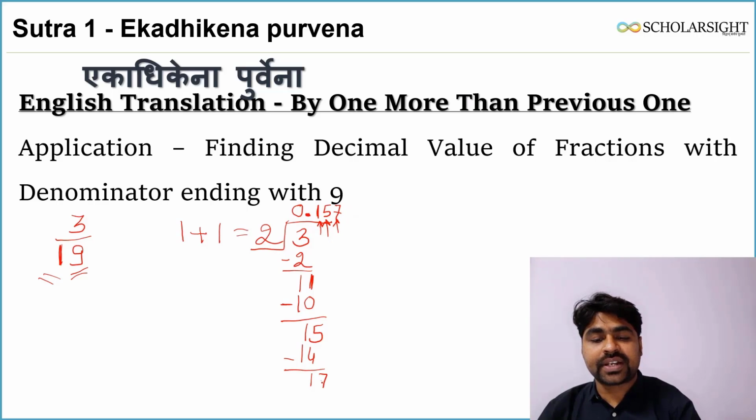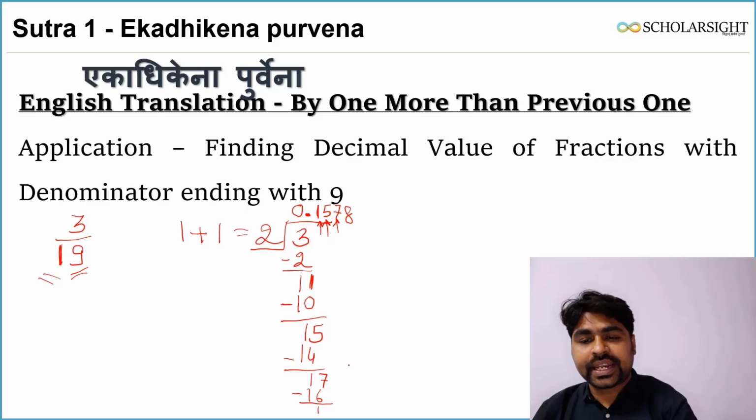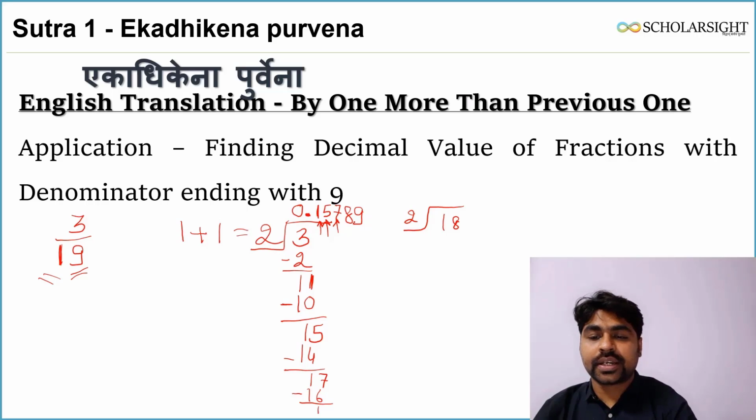Now what will come? 17 will come. 7 will come, I mean. So what would it be? 8. Then 16 would come. Again a 1. Okay. Now again 8 would come, so it would become 18. Right? 18 when divided by 2 would make it 9. Right? So that would be 18 again.